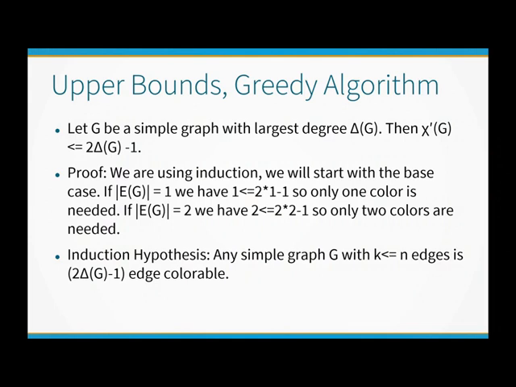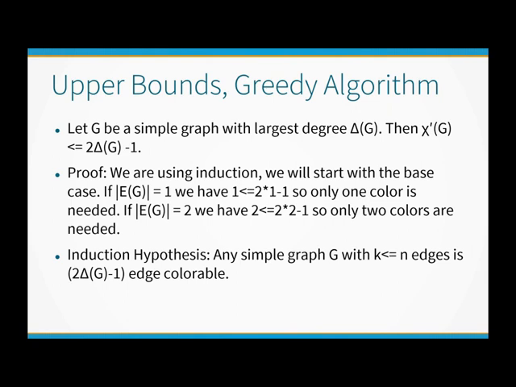And again, the upper bound here is not being used to predict the chromatic number. It's being used to predict the maximum number of colors. So it is the upper bound. We're using the greedy algorithm to do so. So looking at the theorem here, it states that if we have a graph G with a degree delta G, then the chromatic index is going to be less than or equal to 2 times delta G minus 1.